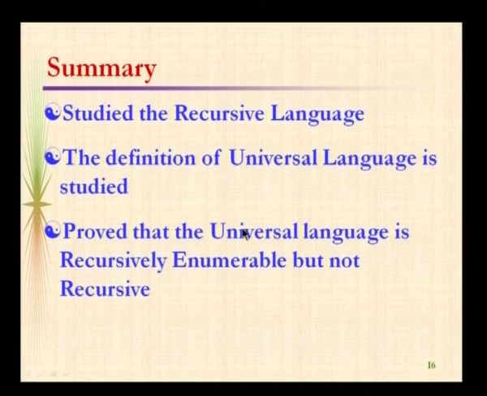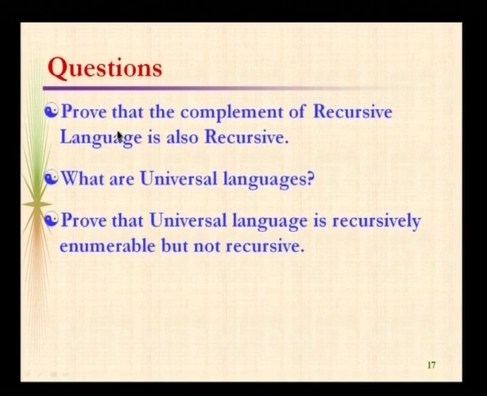If LU is assumed to be a recursive language, then we can show that LD is also a language for which we have a Turing machine. So we proved that the universal language is recursively enumerable but not recursive. As far as the question components are concerned, we need to prove that the complement of a recursive language is also a recursive language by constructing the formulation for Turing machines. What is the meaning of universal language, and what is its definition? And proving that the universal language is recursively enumerable but not a recursive language. Related questions are possible in terms of these.